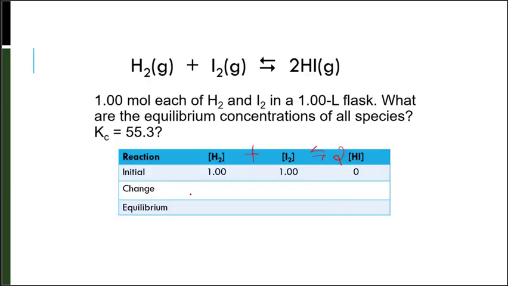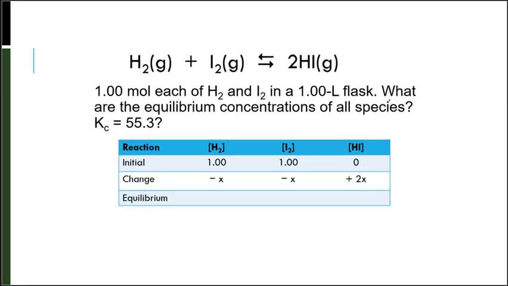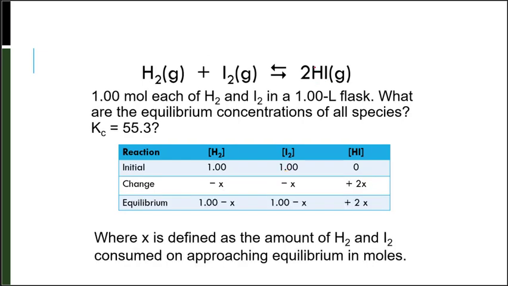Let's see how you did. I set up my ICE table. I was told 1 mole divided by 1 liter gives me a concentration of 1 capital M molarity, and that's for both. Initially I have no product formed. So I lose reactants, I gain products, and I gain 2x because I have a 2 in front of my product. At equilibrium I have 1 minus x, 1 minus x, and plus 2x.